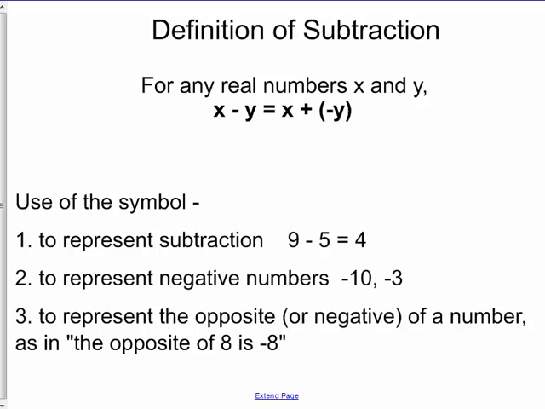If I have a problem, something like 10 minus 7, of course we know the answer is 3, but we can write that as an addition problem. 10 minus 7, we could rewrite it as 10 plus negative 7. There's many different ways to use the negative symbol: subtraction, to represent negative numbers such as negative 10, and to represent the opposite of a number.